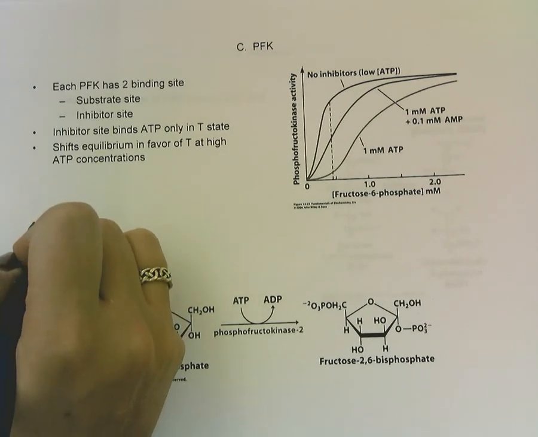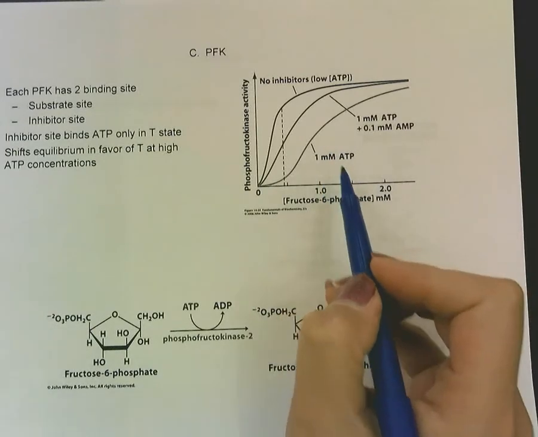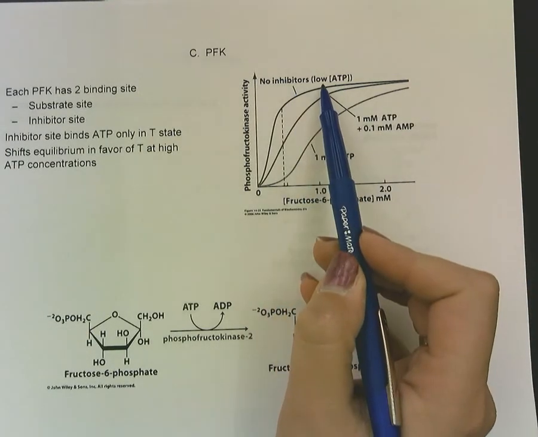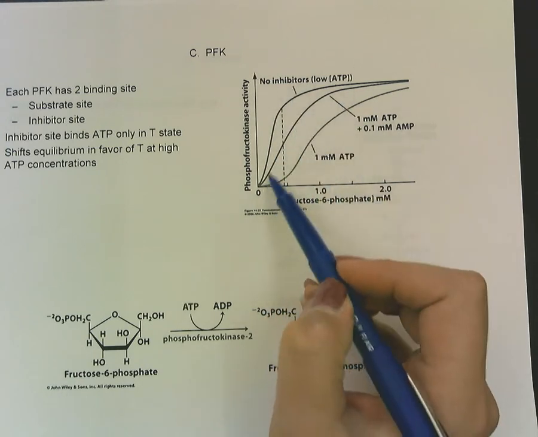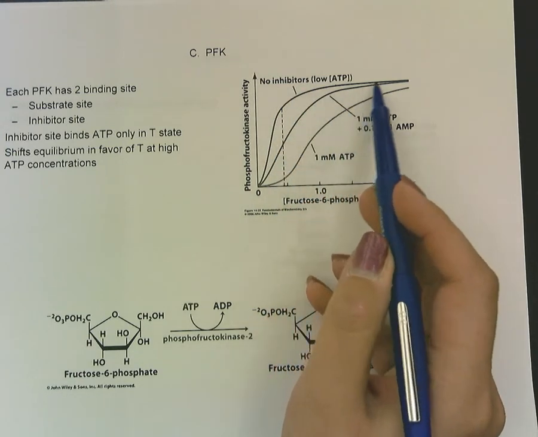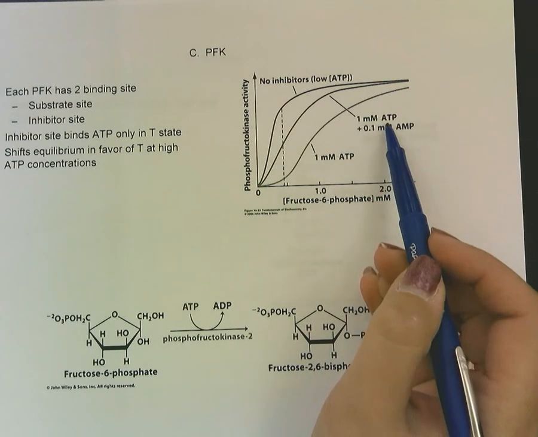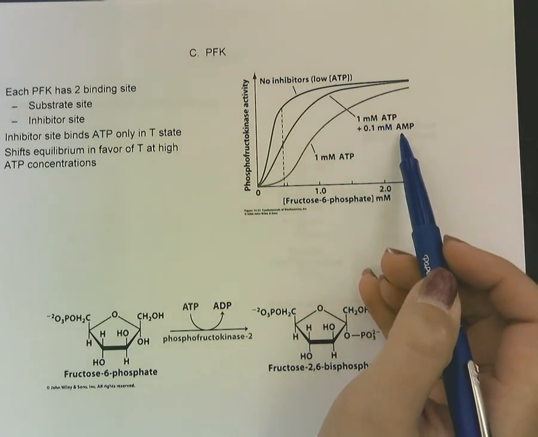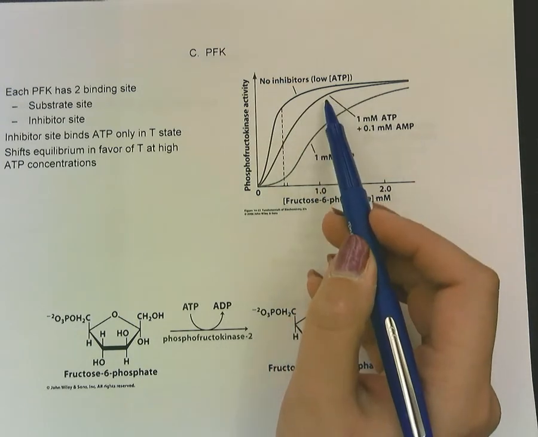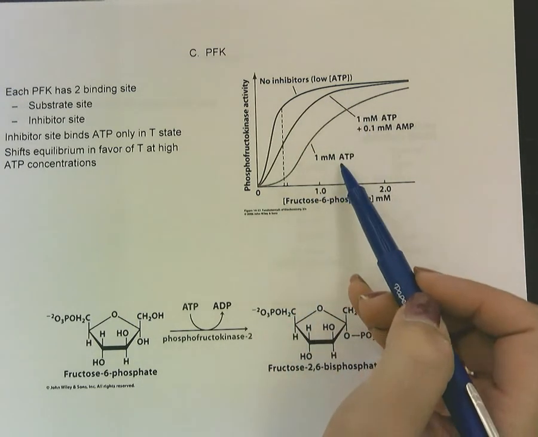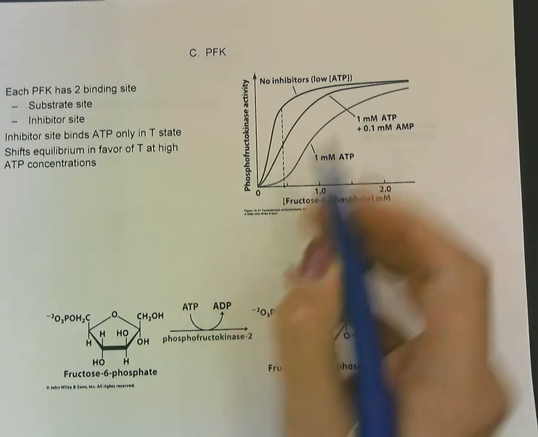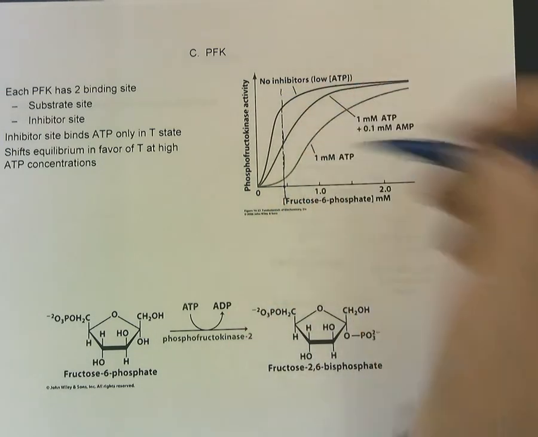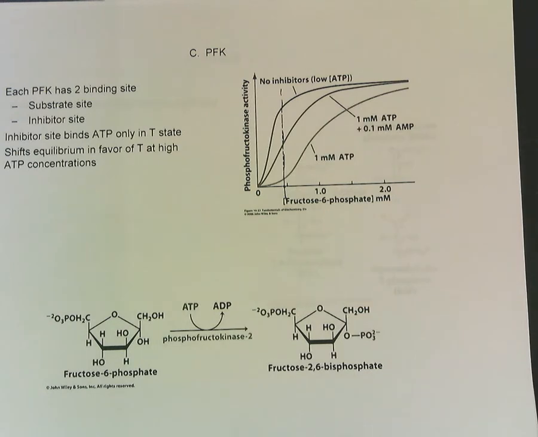Let's see. Oh, so here, we'll go through this first. So at low ATP concentrations, it's as though there's no inhibitor. And so we reach Vmax, and we see a lot of activity. As we add a little bit of ATP and a little bit of AMP, the activity of the enzyme decreases. And when we add a lot of ATP, the activity of the enzyme actually almost turns off for the same substrate concentration. So that's graphically how you can see that ATP turns it off.